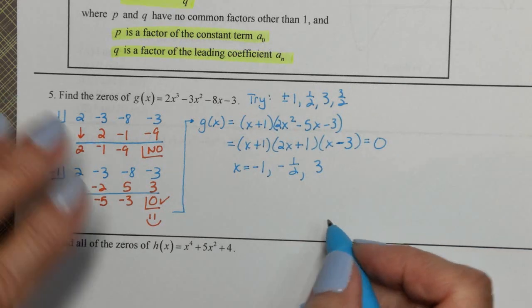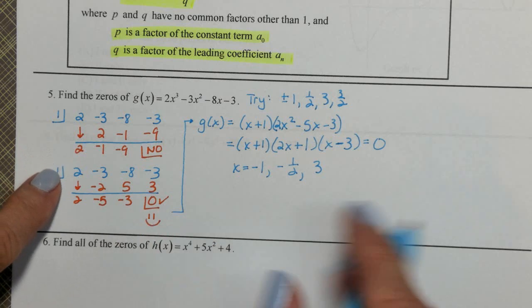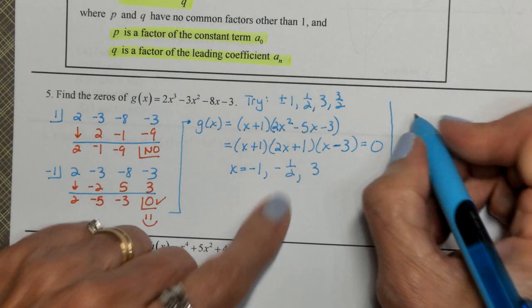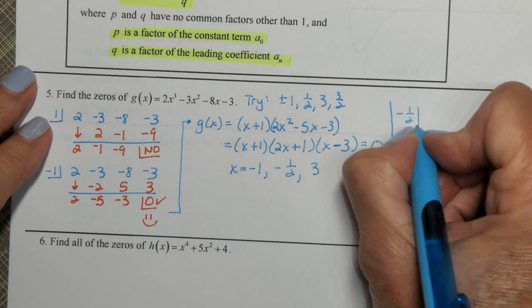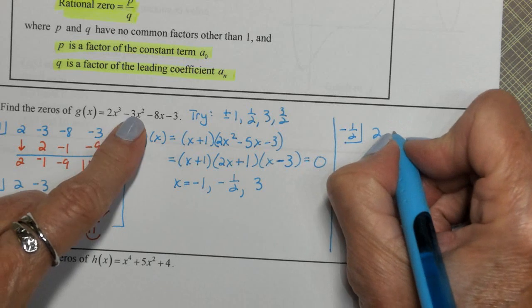FYI, and I'm done with this problem, but let's say that I had not tried 1 and negative 1. Let's say that I had tried negative 1 half. Let me show you how that would work if you had tried negative 1 half.